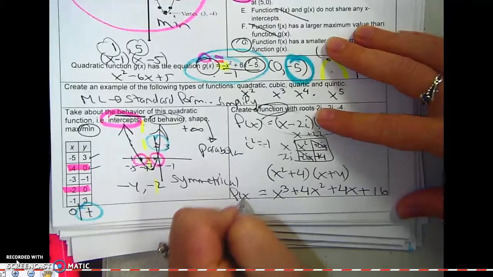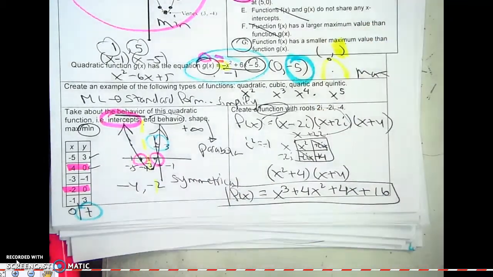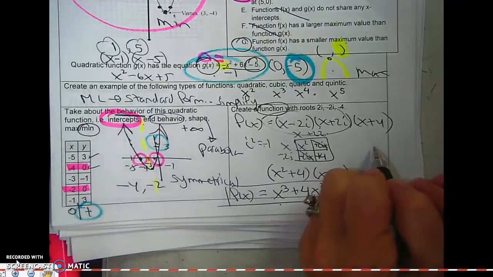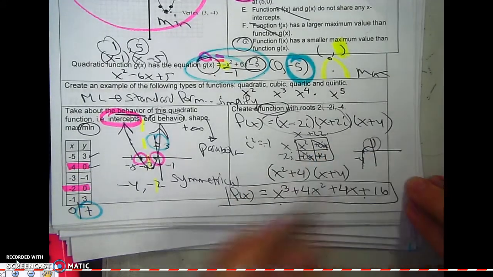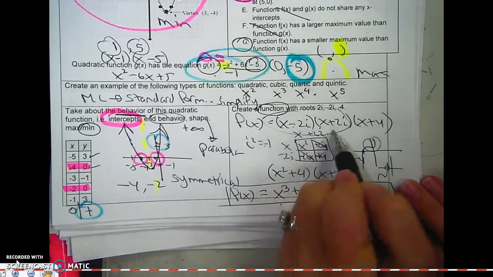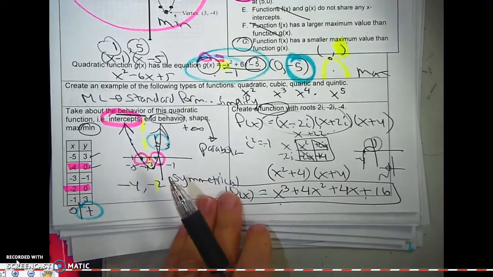Don't forget to put f of x. This is the calculator section, so you could graph this in your calculator, and if you graphed it, you should only have a zero at negative 4. So it should look something like that, where the imaginary is there, where it's only touching at negative 4 and nowhere else, because the other two roots are imaginary. Okay, let's go to the second page.